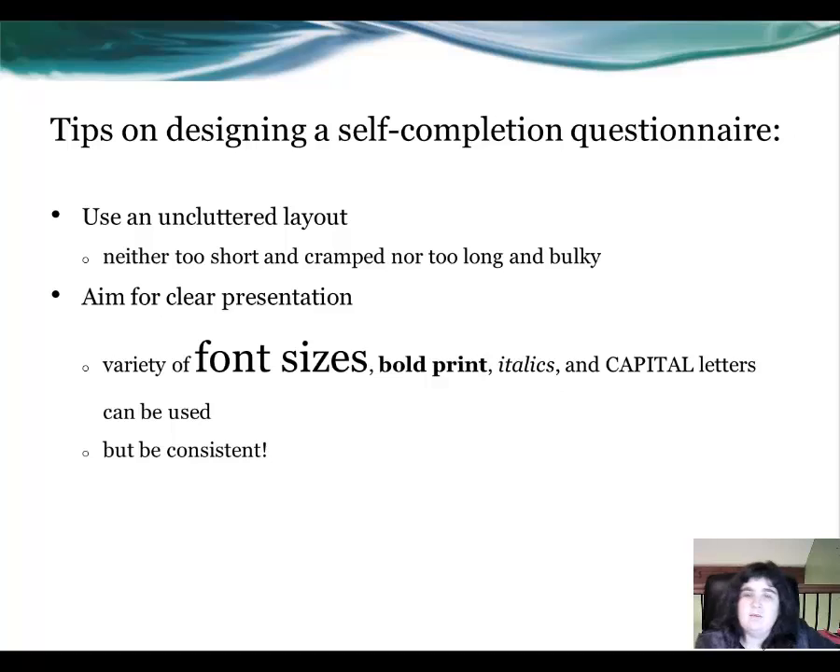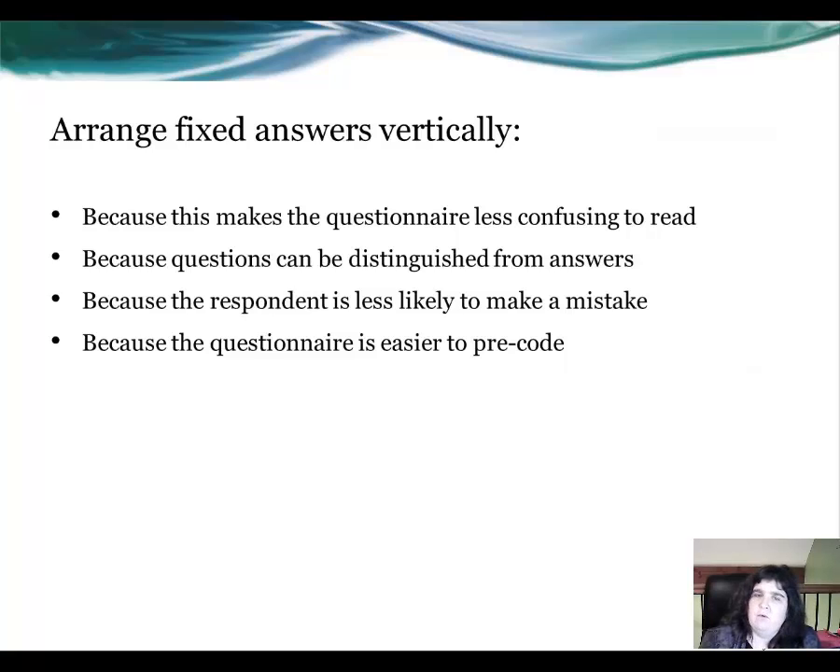So on designing the self-completed questionnaire, use an uncluttered layout, neither too short and cramped nor too long and bulky. Aim for a clear, professional presentation. Consider a variety of fonts, using capital letters, bold and italics, but don't overdo it, and be consistent. Arrange fixed answers vertically. Why? Because this makes the questionnaire less confusing to read, because then questions can be distinguished from answers, and the respondent is less likely to make a mistake. They will know which box is related to the answer they are ticking, and the questionnaire is easier to pre-code.